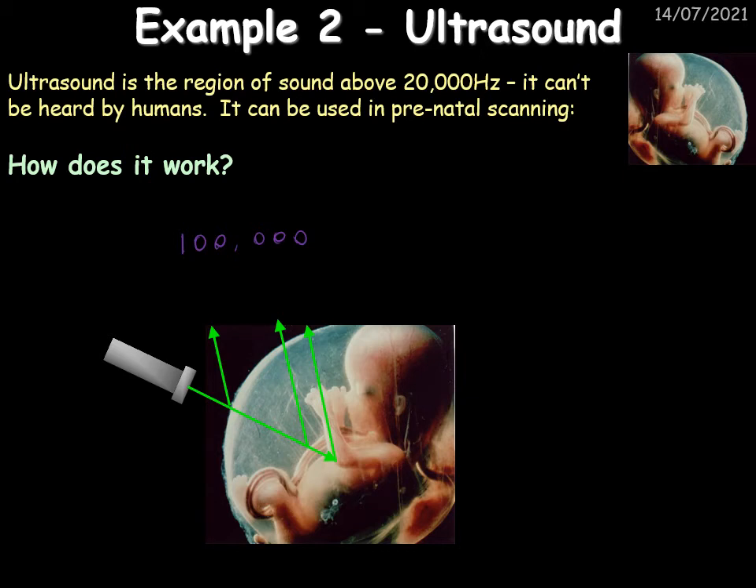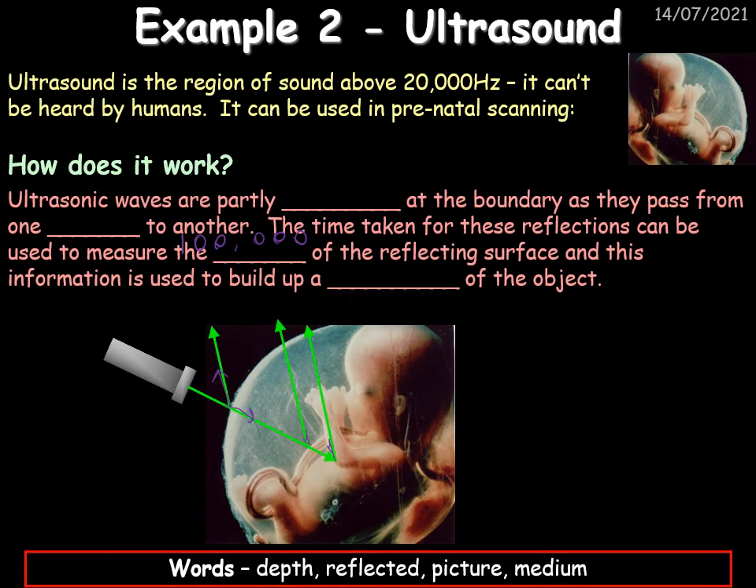The waves are going in here, and there's a reflection every time it hits a surface. Some has gone through, some reflected, some reflected, some reflected. So the better ultrasound gets, the better scan it can give us, so it can show us if there's different things. So ultrasonic waves are partly reflected at the boundary as they pass from one material to another. The time taken for the reflections can be used to measure the thickness of the reflecting surface, and the information is used to build up a picture. So all you get back into your computer is a load of reflections. Your computer then turns that into a really fuzzy image of an alien when you're looking at the baby in the womb.